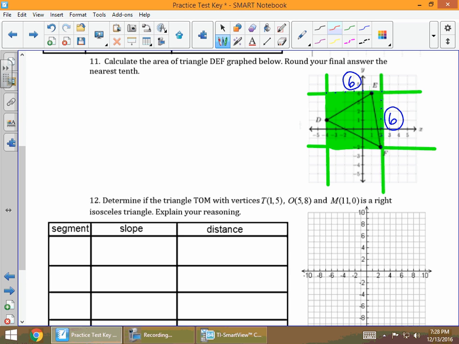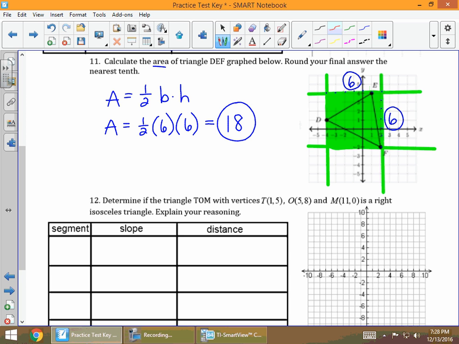So if I want to calculate the area of a triangle, area is equal to 1/2 base times height. The base of this square is 6, so area equals 1/2. The base is 6 and the height is 6. Now if I do 1/2 times 6 times 6, I would get 18 for my final answer. So the area of that triangle is 18 square units, whatever units we're measuring in. So it is 18.